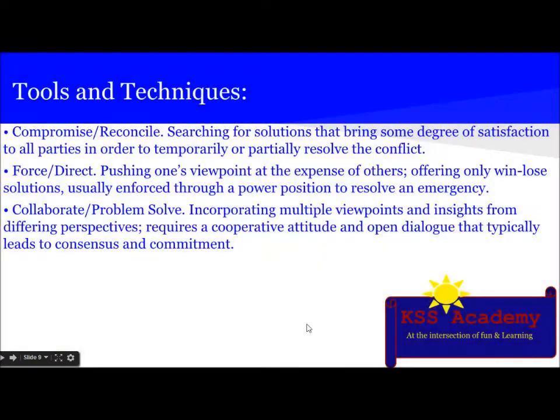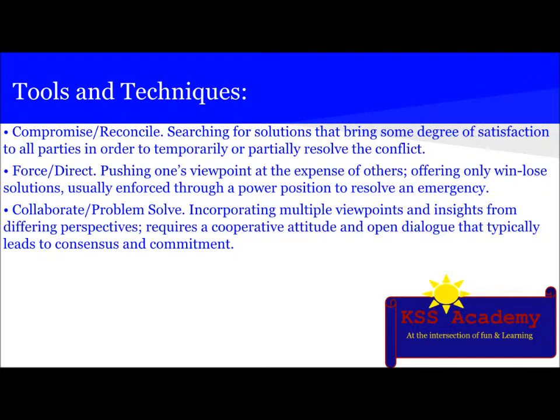The next technique is compromise or reconcile, searching for a solution that brings some degree of satisfaction to all parties in order to temporarily or partially resolve the conflict. The next technique is force or direct, pushing one's viewpoint at the expense of others, offering only a win-lose solution, usually enforced through a power position to resolve an emergency.